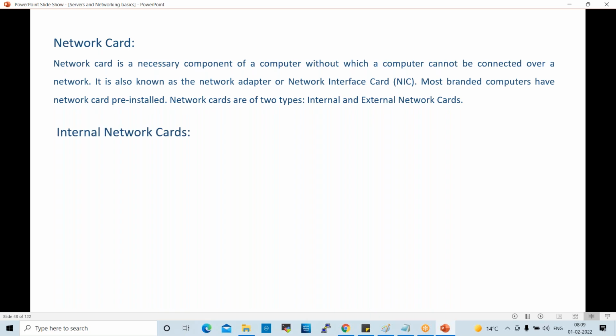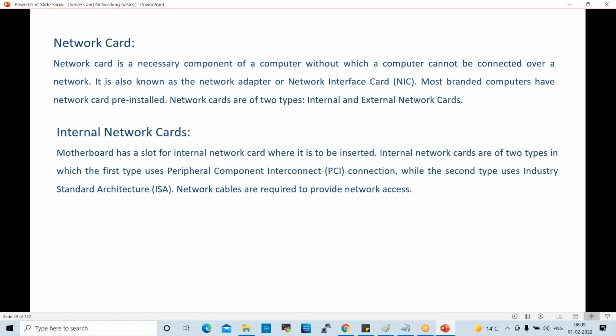Network cards are of two types, internal and external cards. The motherboard has a slot for the internal network card where it is to be inserted, right? Internal network cards are of two types, in which the first type uses peripheral component interconnect, PCI, while the second type uses industry standard architecture, ISA. Network cables are required to provide network access.